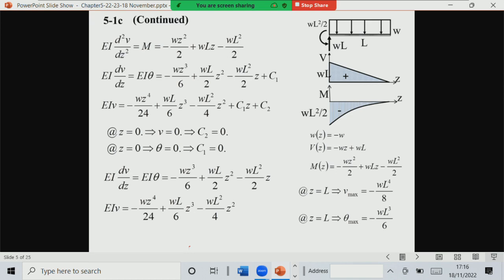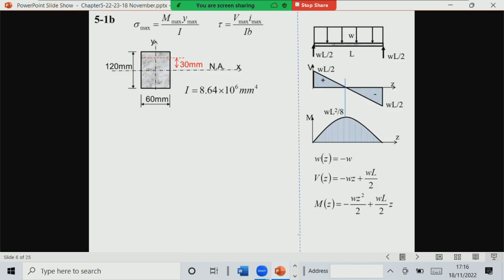For the other two, I will just briefly go through them. The next one, we've got a simply supported beam. The requirements are similar, maximum normal stress and maximum shear stress. We have a simply supported beam subject to distributed load, so obviously the maximum bending moment occurs in the middle at z equal to L over 2. So the position of the maximum normal stresses is exactly the same, y plus minus 60 millimeters.